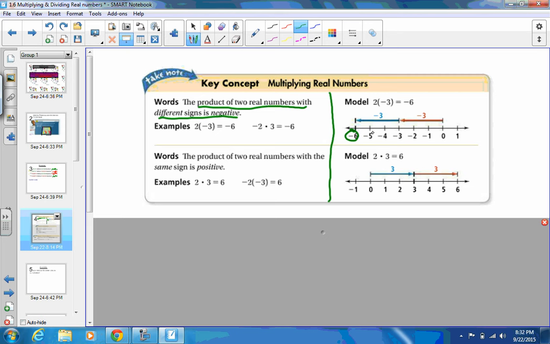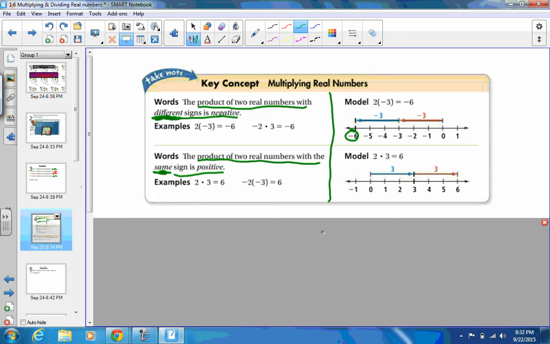You can show this with two positive numbers as well. If you have the product of two real numbers with the same signs, the answer is going to be positive. So a positive times a positive is a positive, and a negative times a negative is a positive as well.